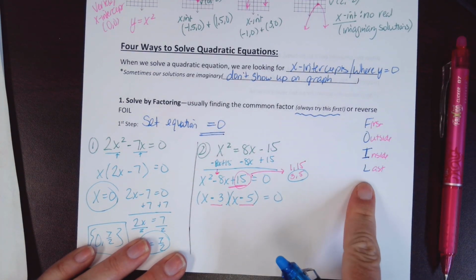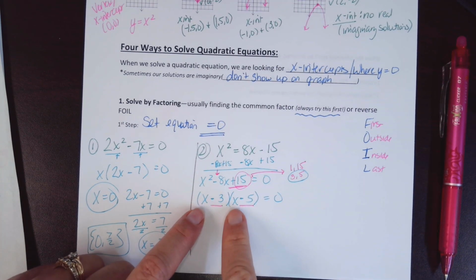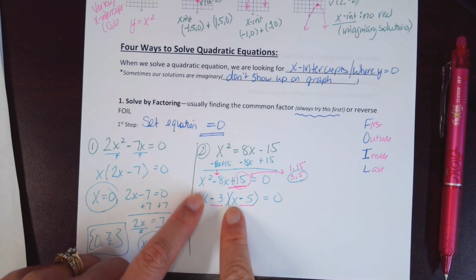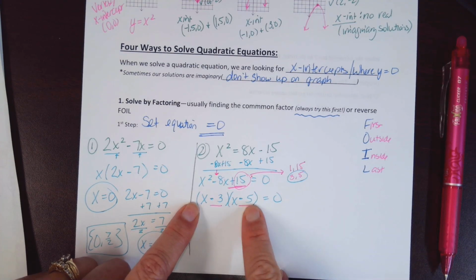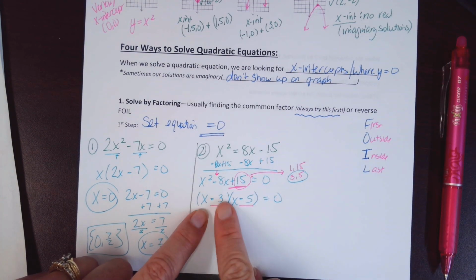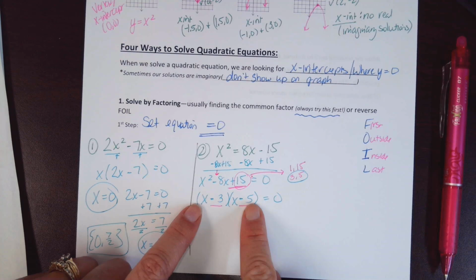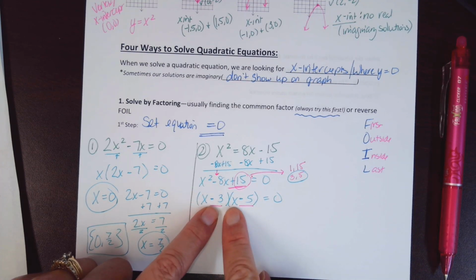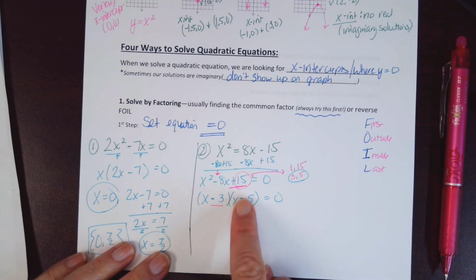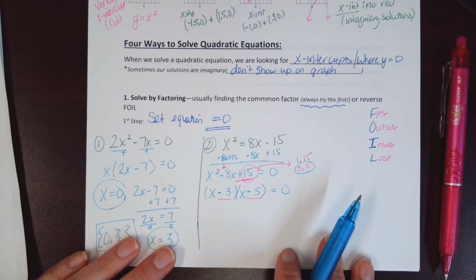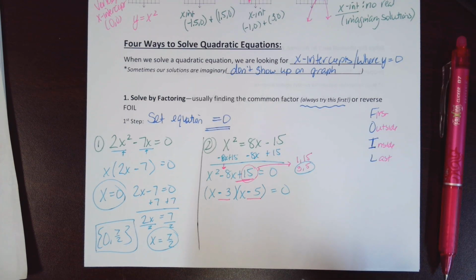So let's think about foiling this back together to check and make sure we got it right. X times x, that's my first product, that's x squared. My outside product would be x times negative 5. My inside product would be negative 3 times x. So I have a negative 5x and negative 3x. That goes together to give me the negative 8x. And the negative 3 times negative 5 is my positive 15. So we factored it correctly.